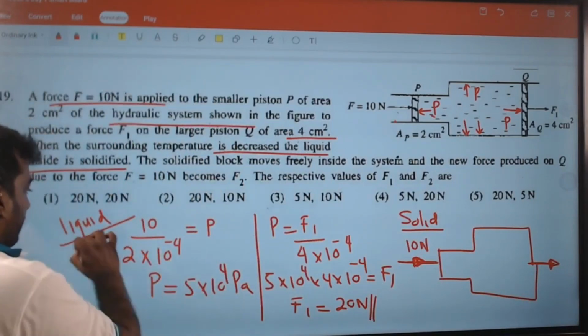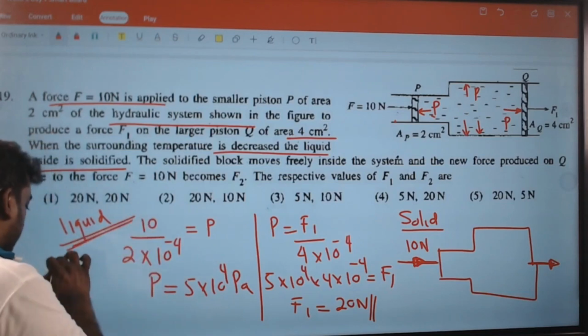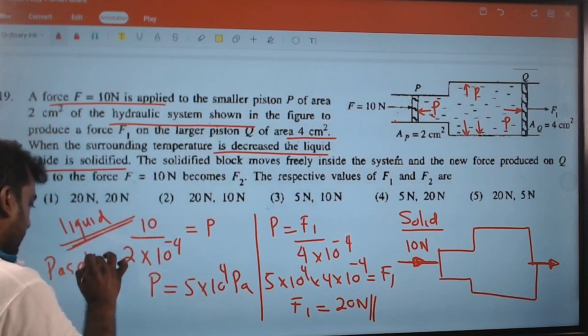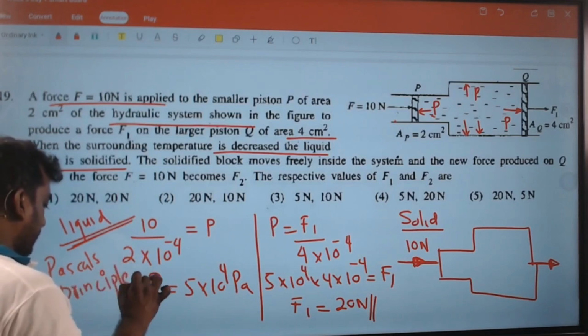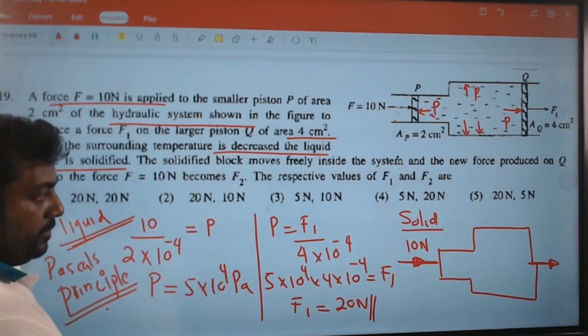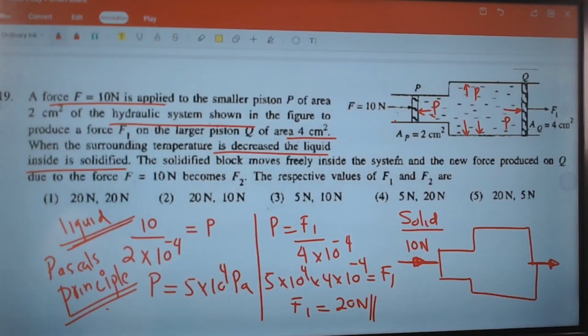For a liquid, we can apply Pascal's principle.